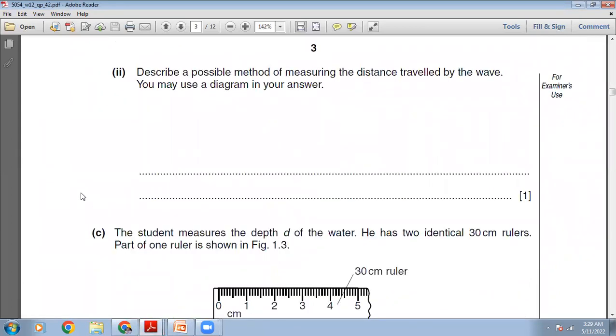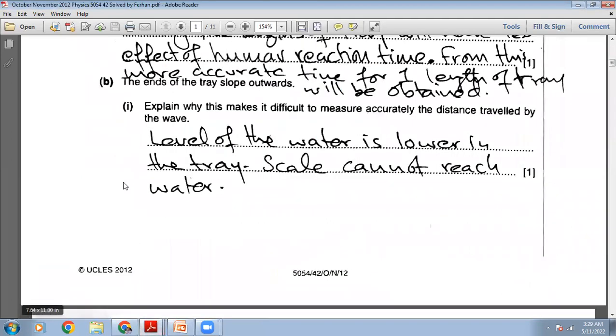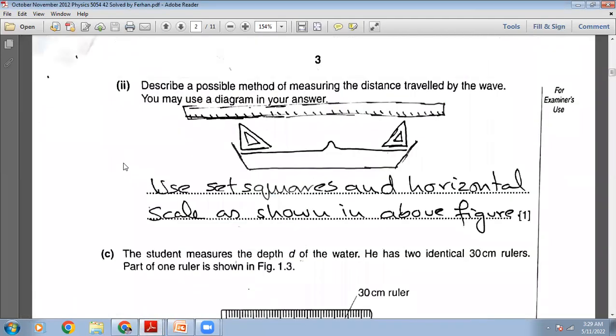Describe a possible method of measuring the distance traveled by the wave. You may use a diagram in your answer. So let me show you. I have improvised my own. Here you can see I have used a scale, and that scale is a little higher than the tray. And then I have used the set squares. By using the set squares in this way, I will be able to bring this point of the water when it touches the edge.